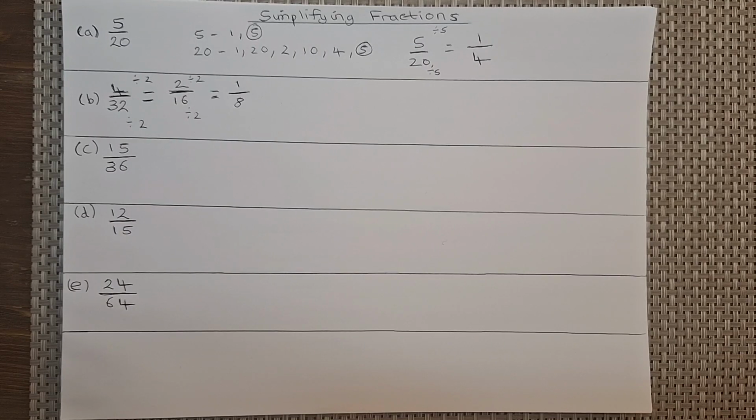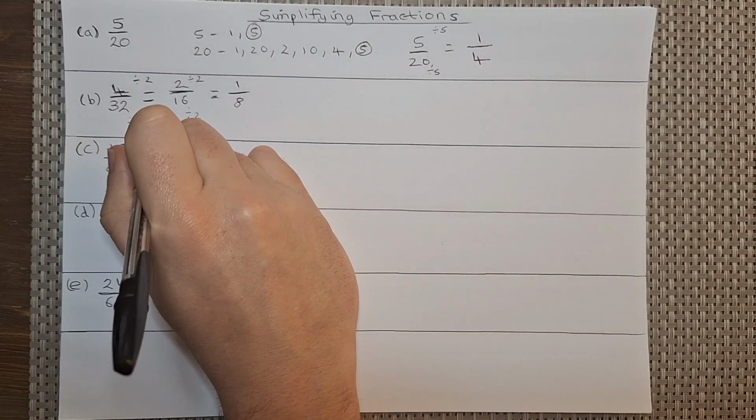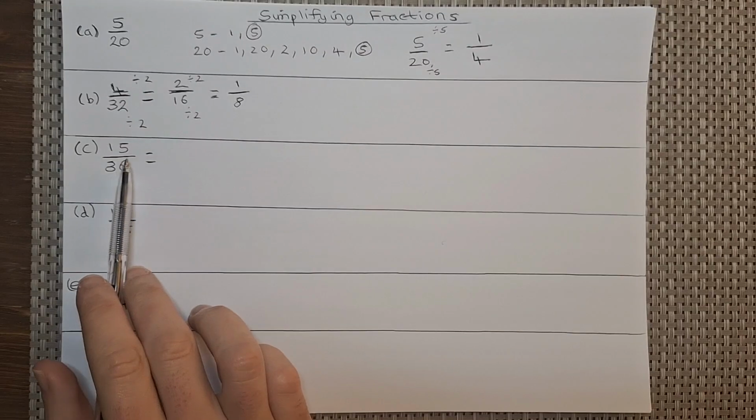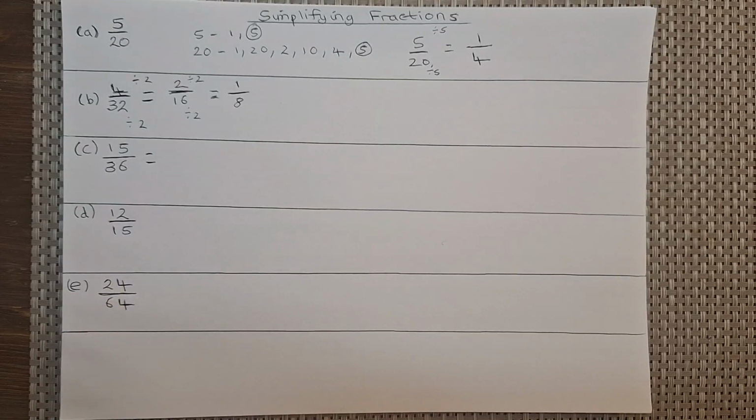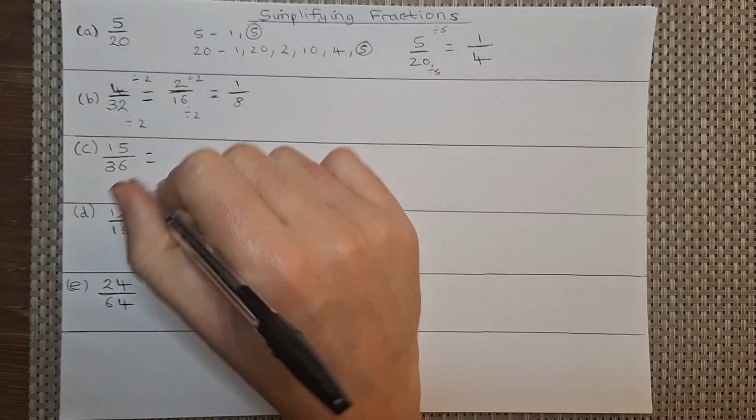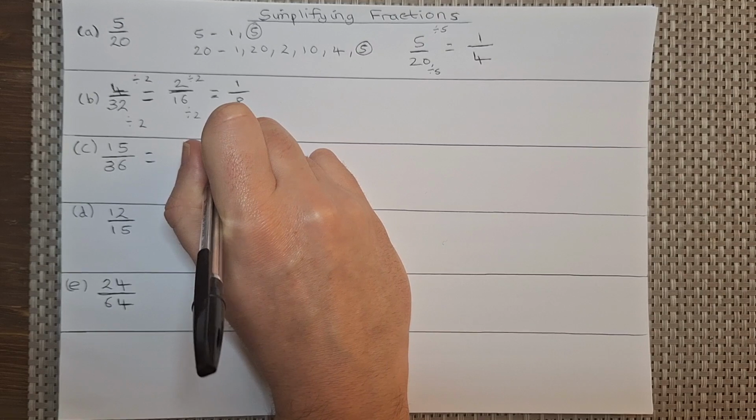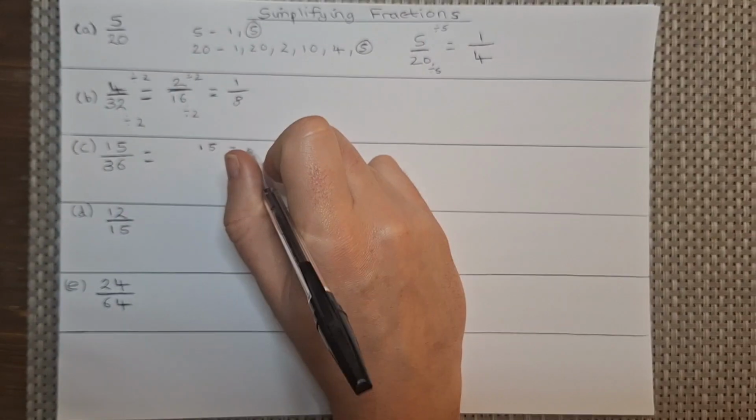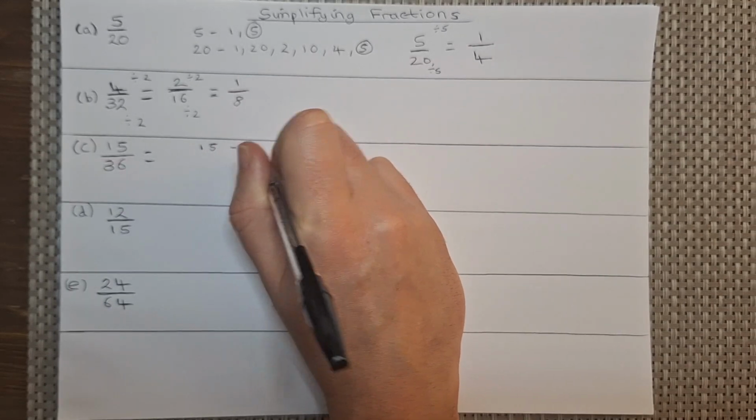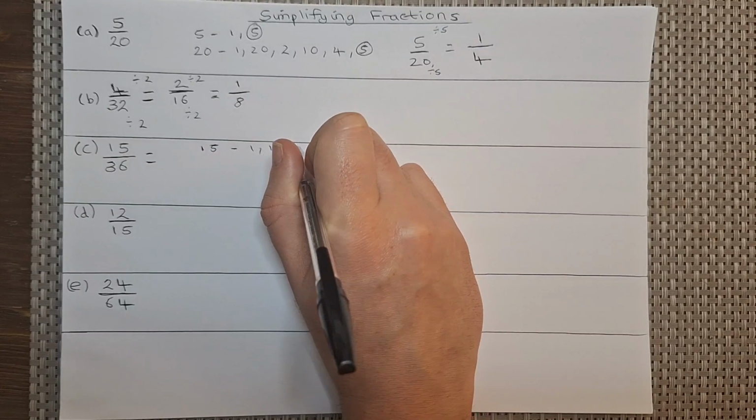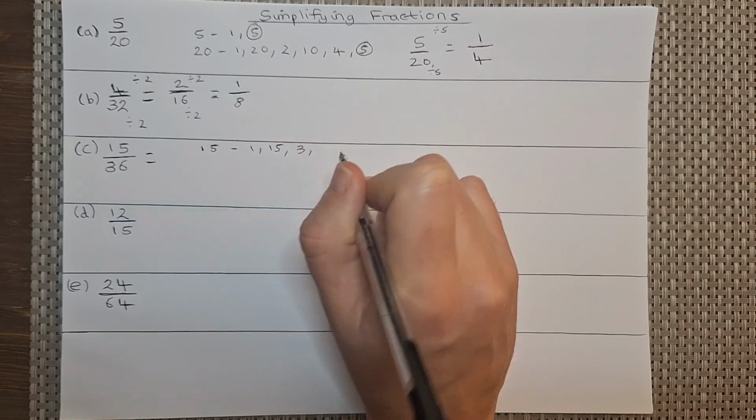Next one is 15 and 36. So we can't divide both by 2 on this occasion because 15 is an odd number, whilst 36 is an even number. So we need to find a common factor. So again, looking at the factors of 15, we have 1 and 15. 1 times 15 is 15, and 3 and 5.